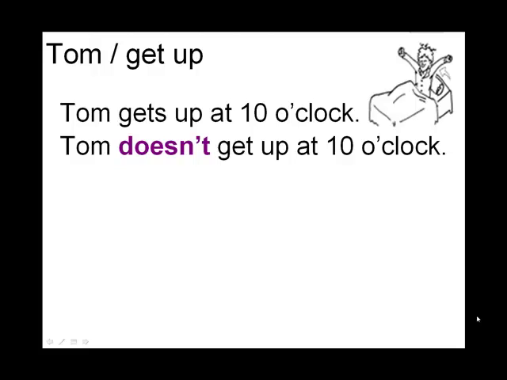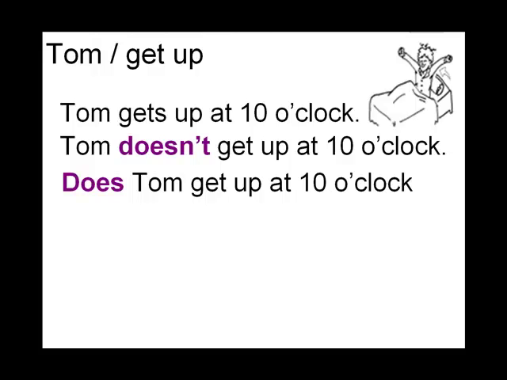And now I need you to think about this sentence, Tom gets up at 10 o'clock, in interrogative form, as a question. Let's see if you remember how to make questions. What's the question like? Well, first we need does, then the subject, and next we need the verb. Does Tom get up at 10 o'clock? This is what I told you with the previous videos. If you haven't mastered this yet, you should watch those videos again and then come back to this one.